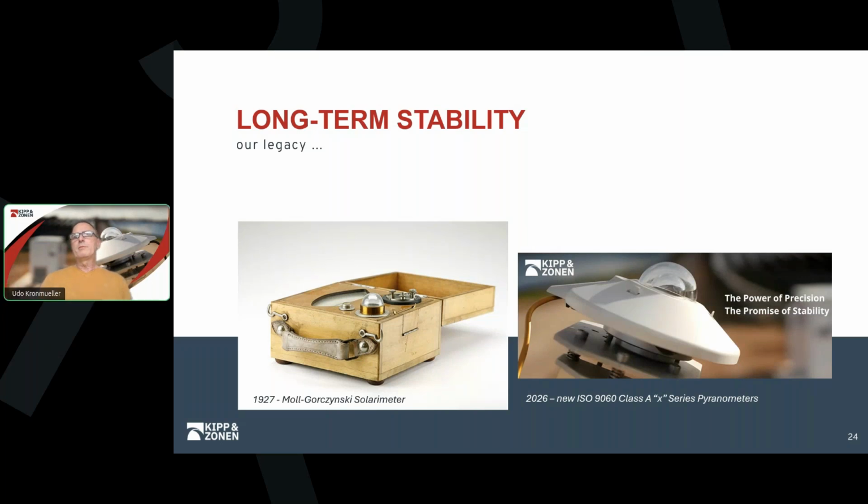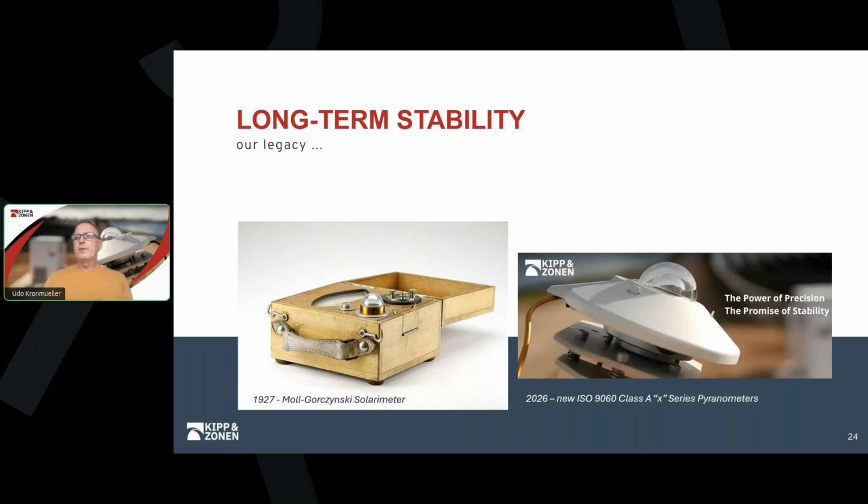Long-term stability can be put into specifications like a yearly drift or a drift over 5 years. But the real proof of long-term stability comes with long-term experience, and Kipp & Zonen does have this experience. One proof for that is that we are going to celebrate a very special anniversary next year. It's called 100 Years Pyranometer. You can see the first one, built in 1927.